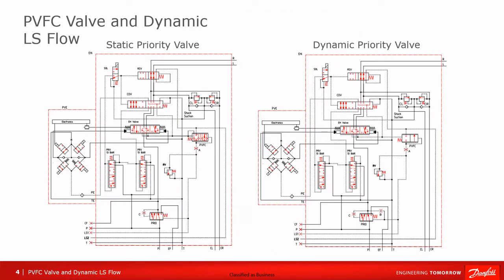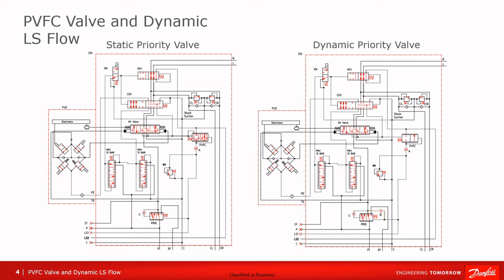If we had a static system, the pump and priority valve sense a static pressure in the LS line, compared to a dynamic system, where the pump and priority valve sense the boosted pressure in the LS line caused by the spring and small amount of flow through the dynamic orifice.